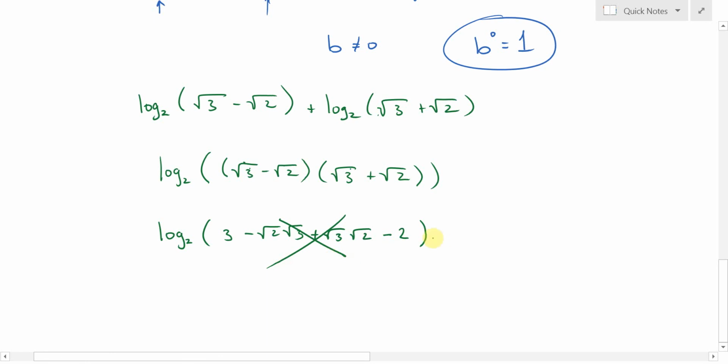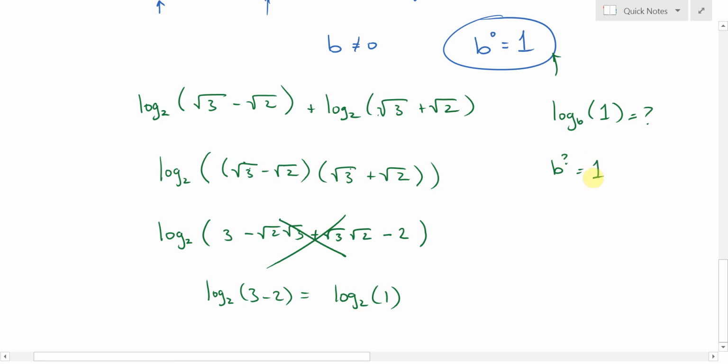So it's just log base 2 of 3 minus 2, which of course is log base 2 of 1. And so let's remember this important property, b to the 0 equals 1. What is log base b of the number 1? Well, that is by definition, what do you have to take b to, to get to 1? And I just told you that. You take b to the 0 to get to 1. So that means that this is 0.